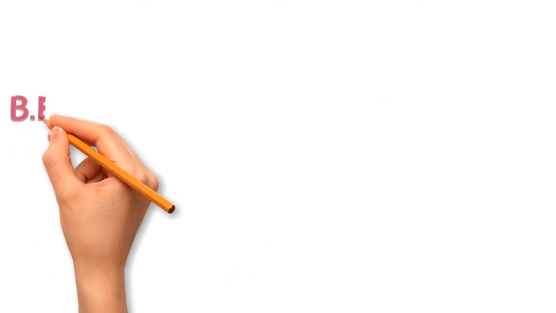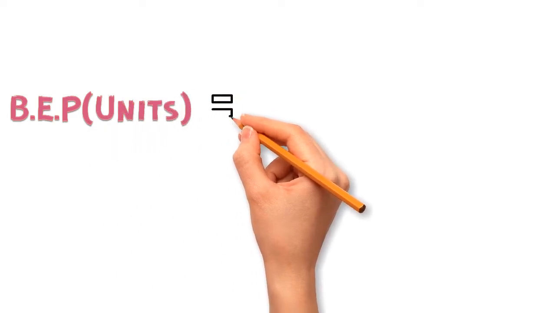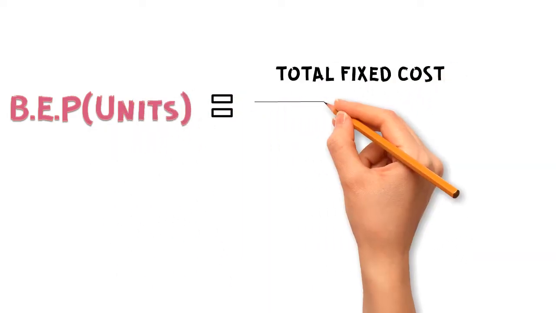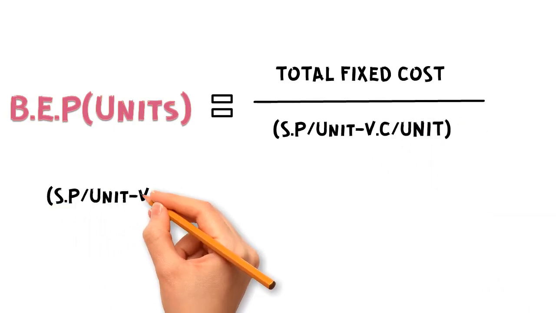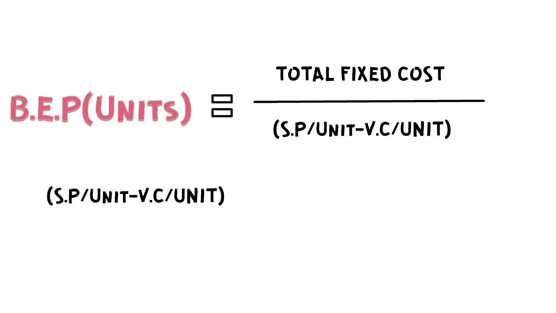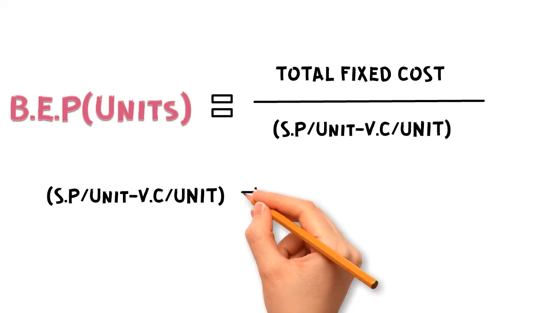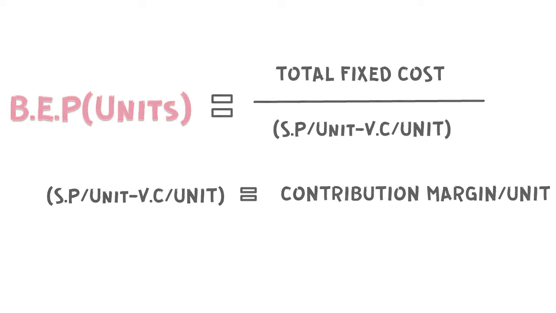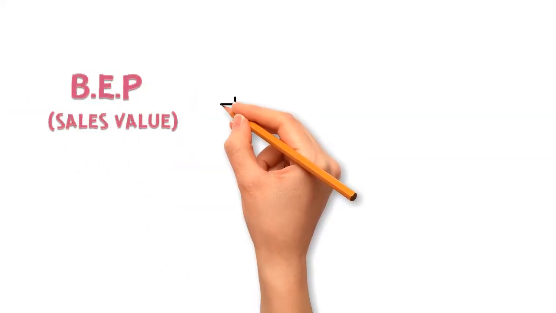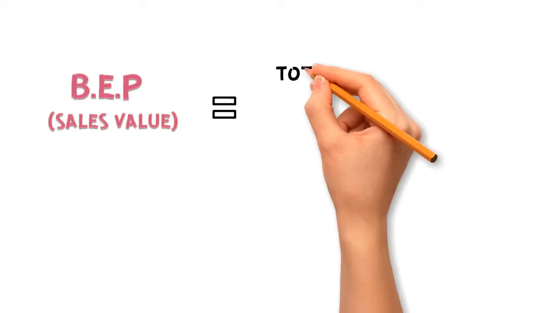And break-even point in units is equal to total fixed cost divided by selling price per unit minus variable cost per unit. And this selling price per unit minus variable cost per unit is called the contribution margin per unit. The break-even point, that is in sales value or turnover, is equal to fixed cost by PV ratio.